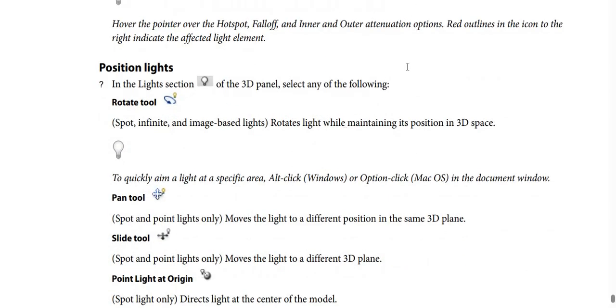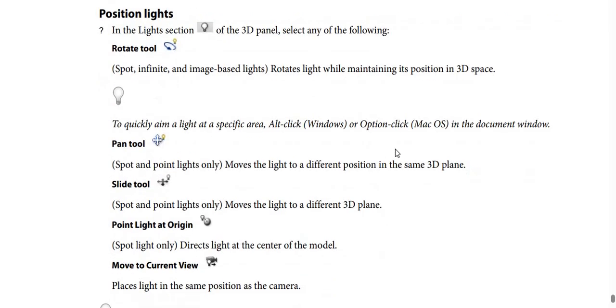So what about position lights? Position lights means that in the light section of the 3D panel, you should select any of the following. We have options here. The first option, rotate tool. What about rotate tool? Rotate tool, like spot and infinite and image based lights, rotates light while maintaining its position in 3D space, by the way. And by the way, to quickly aim a light at a specific area, you should press Alt click if you use Windows, or press Option click if you use macOS in the document window.